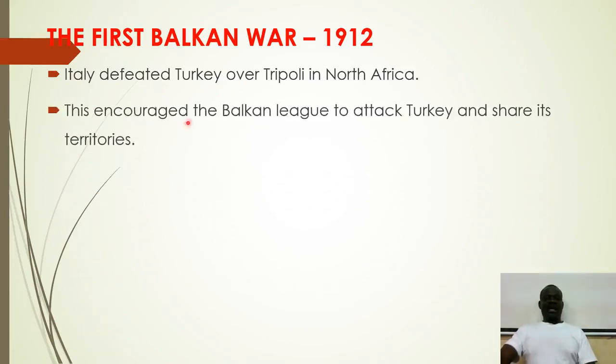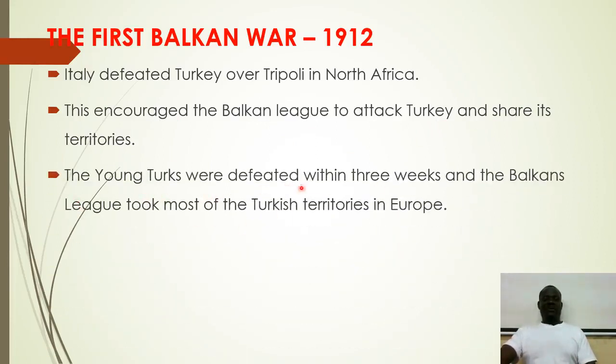This encouraged the Balkan League to attack Turkey and share its territories. Remember the Balkans League? Serbia, Montenegro, Greece, and other countries. They ganged up and attacked Turkey so that they could defeat Turkey and share all the territories that were under Turkey. The Young Turks were defeated within 3 weeks, and the Balkans League took most of the Turkish territories in Europe.